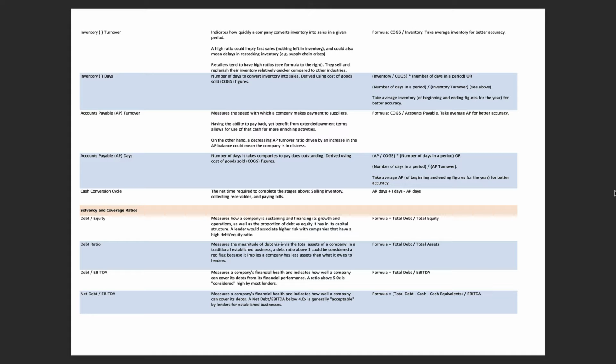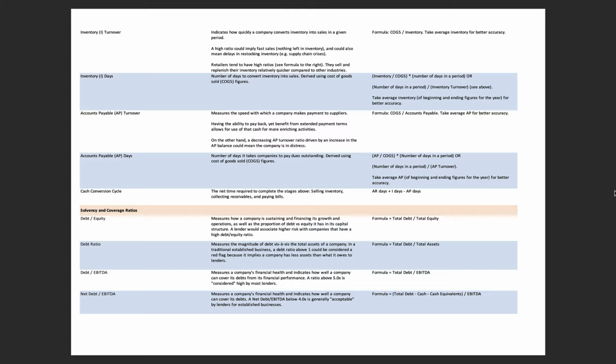And could also mean that the company is having difficulty restocking inventory. And so if we look at the formula for inventory turnover, the formula is cost of goods sold divided by inventory, or average inventory for better accuracy, which means the inventory balance at the beginning of the year plus the inventory balance at the end of the year divided by 2.